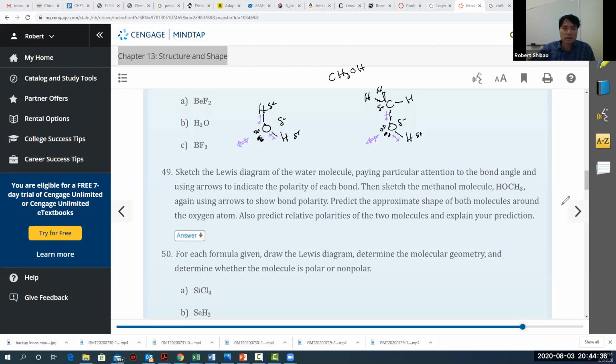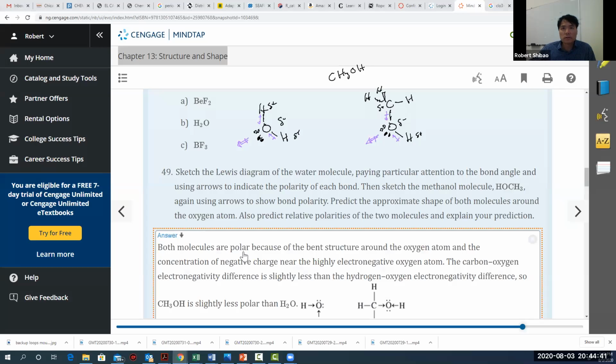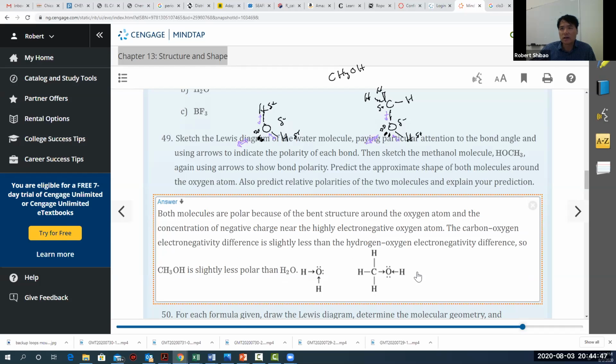So what did the book say? Both molecules are polar because of the bent structure around the oxygen atom and the concentration of negative charge near the highly electronegative oxygen atom. The carbon-oxygen electronegativity difference is slightly less than the hydrogen-oxygen electronegativity difference. So methanol is just slightly less polar than water.